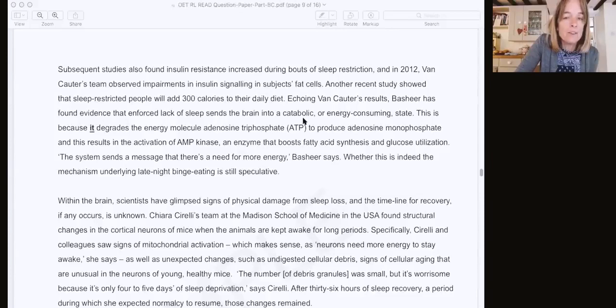And we know that it's not C. Some people might have thought that it was C, because this also is a noun that the pronoun might be replacing, but it wouldn't fit with the meaning of the rest of the sentence because it degrades the energy molecule. So enforced lack of sleep degrades the energy molecule, okay, not the energy consuming state degrades the energy molecule. That would be a bit strange. Okay, so enforced lack of sleep is the subject here, sends the brain into this state because enforced lack of sleep degrades the energy molecule. Okay, it replaces the noun phrase. Hopefully that's clear.